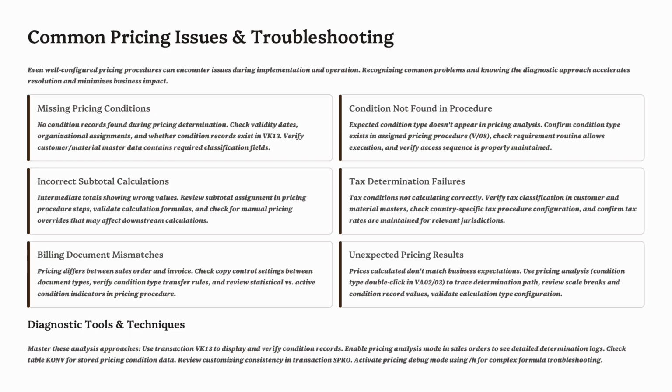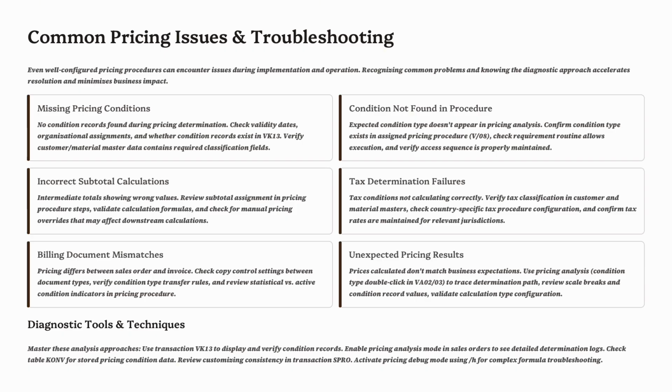2. Condition type not found. When a single pricing element, like a discount or surcharge, is missing, check the access sequence. Most often, no condition record exists, or there are wrong condition table fields. Key fields don't match the sales order data. A quick VK13 check usually reveals the issue.